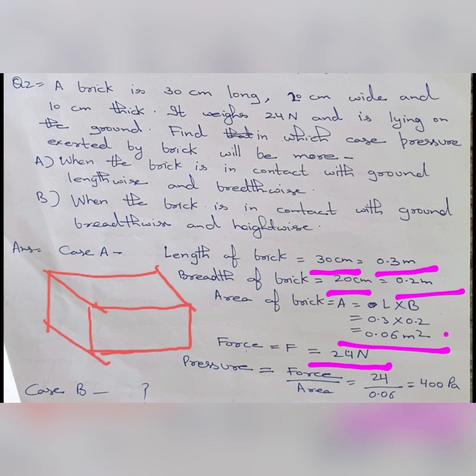So we get the area, we have the force, and we can put these two values in the formula for pressure, that is force divided by area. We put the value of force, we put the value of area, and we get the value of pressure, that is 400 Pascal. For the second case, you try to calculate yourself and tell me in which case pressure will be more.